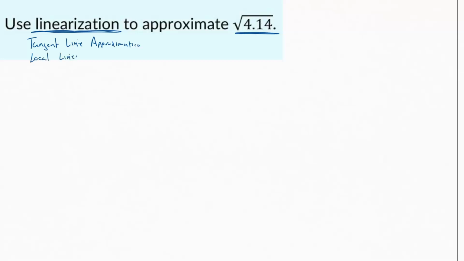So again, the wonderful news about math is they like to say the same thing in 20 different ways. So all three of these things are asking us to do the same process. They're asking us to basically create the equation of a tangent line that we will use to approximate a function.